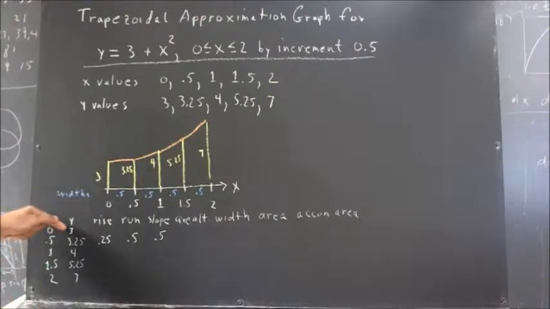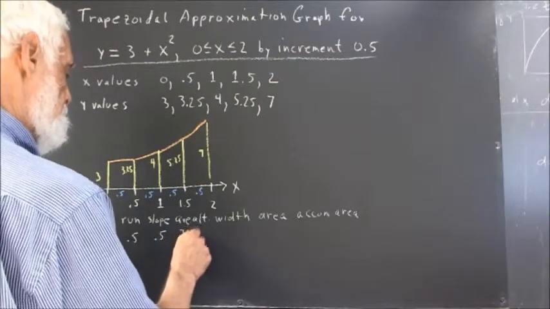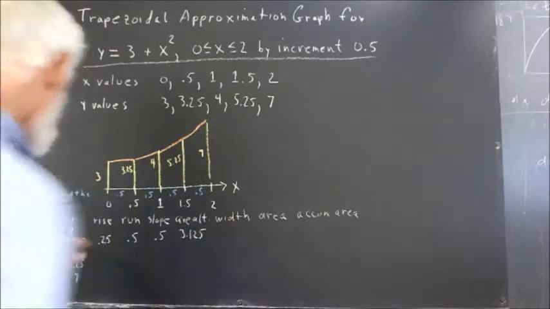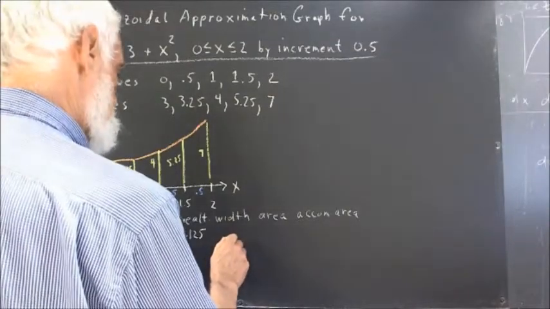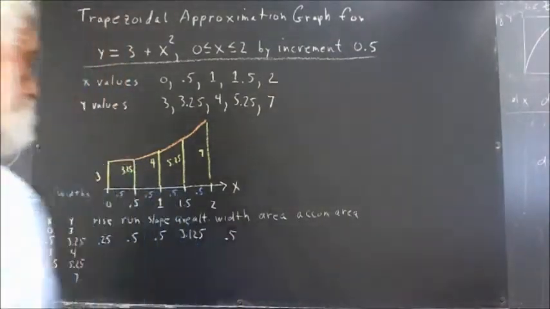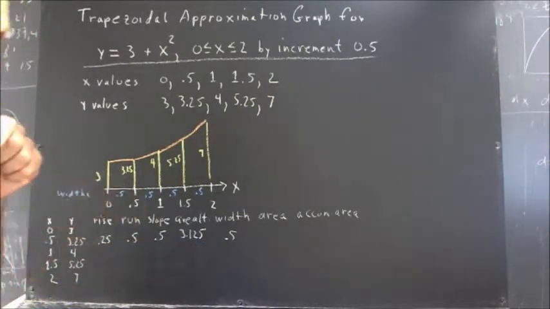Okay, the average altitude. Well, the average altitude is the average between the 3 and the 3.25. That's going to be 3.125, and you should be able to do that in your head. You shouldn't have to reach for a calculator to do that. Width is 0.5, so the area is 0.5 times 3.125.